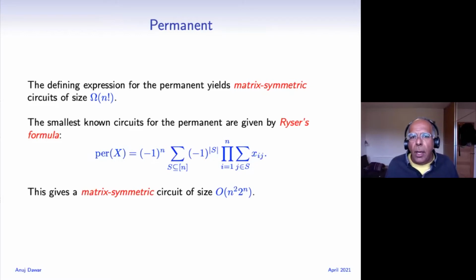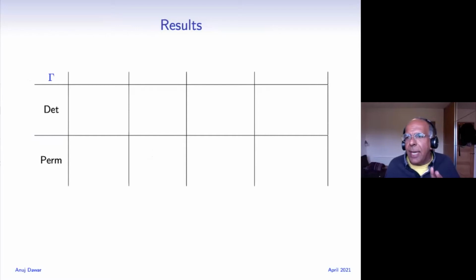With that, I can now at least tell you what the results are. I'm half an hour into the talk, and I can state my results, and then I'll give you some ideas of the proof methods that go into these results. So we look at both the determinant and the permanent, and we look at different symmetry groups. I'll tell you what we know.